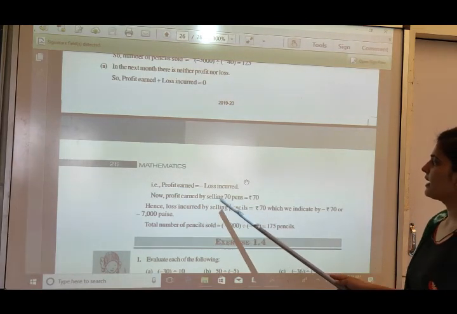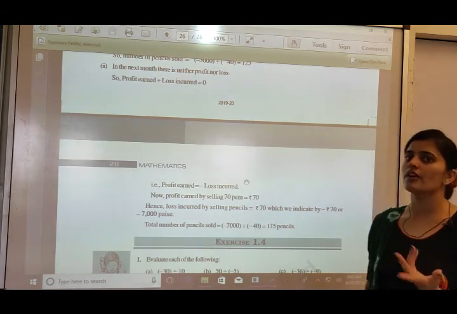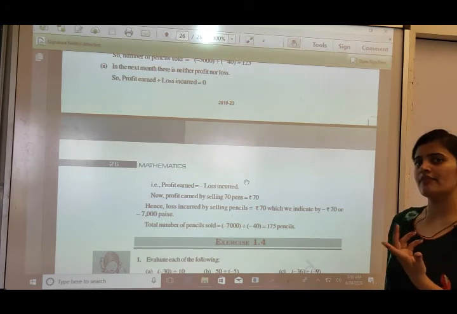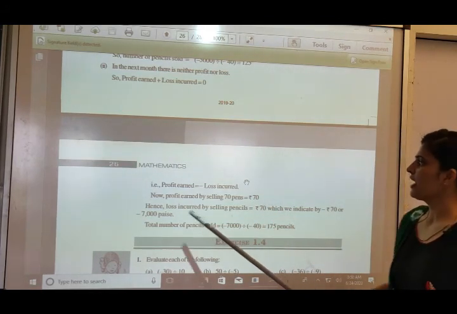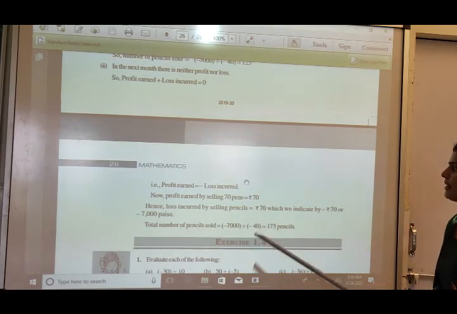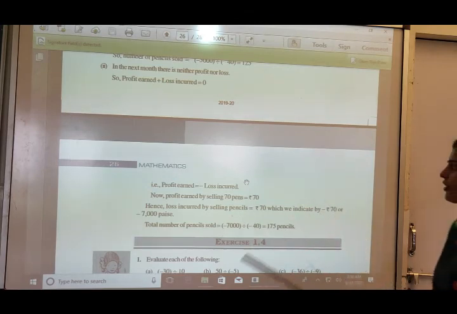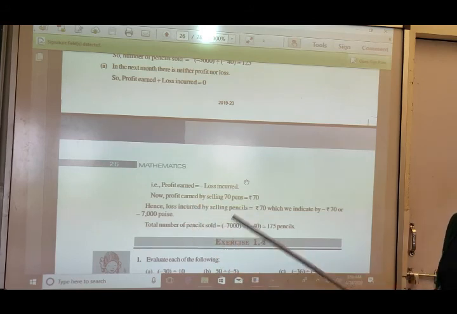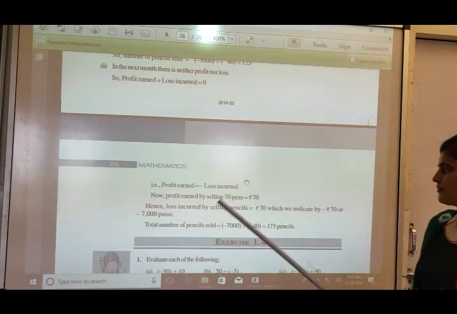So the profit earned by selling 70 pens: rupees 1 we are getting for 1 pen, so for 70 pens how much? 70 multiplied by 1 will be equal to 70 only. So rupees 70. Hence the loss incurred by selling pencils will be equal to rupees 70, which we indicate by minus rupees 70 or minus 7,000 paisa. So how much loss is she getting? Minus 70 or minus 7,000 paisa.